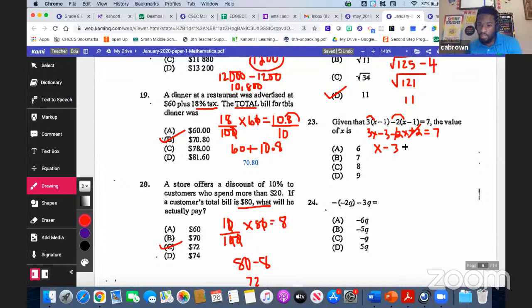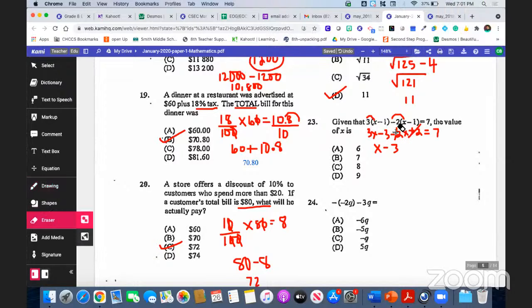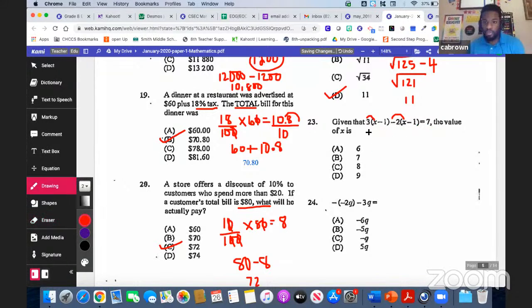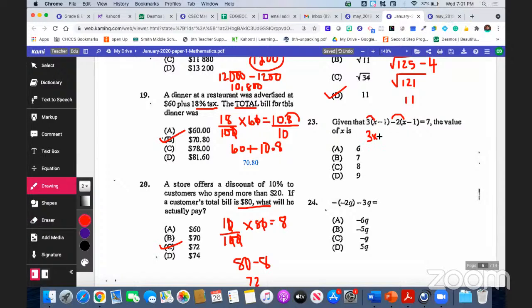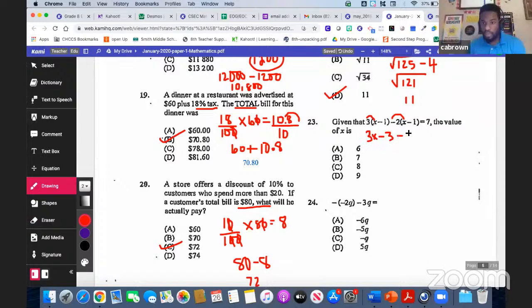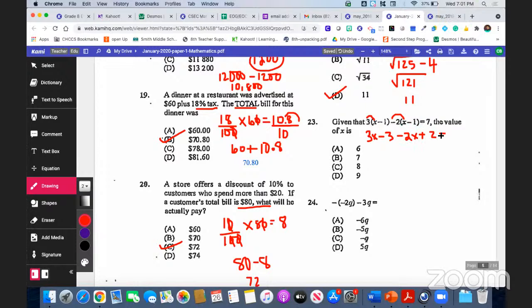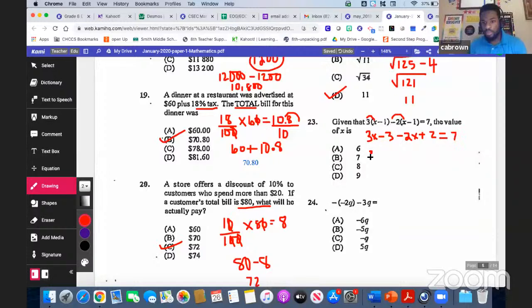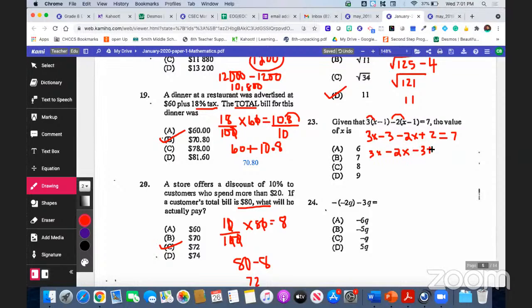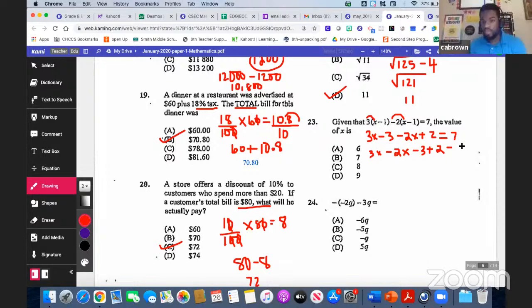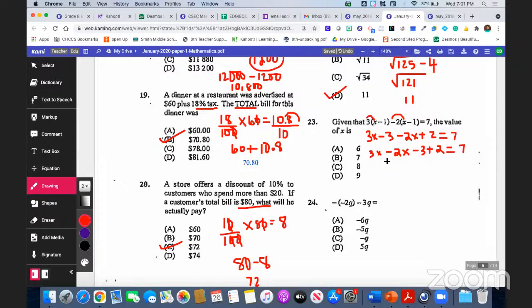Did I do something wrong? Let me erase this and go over something right here. So 3 times x, that's 3x, minus 3, minus 2x, plus 2 equals 7. Group my like terms, 3x minus 2x. Oh, negative 3 plus 2 equals 7.